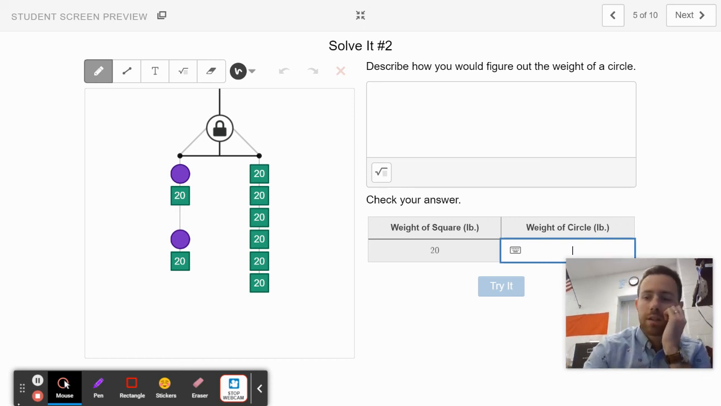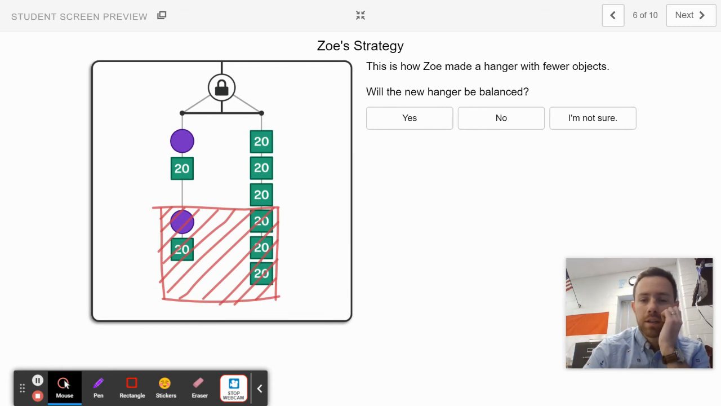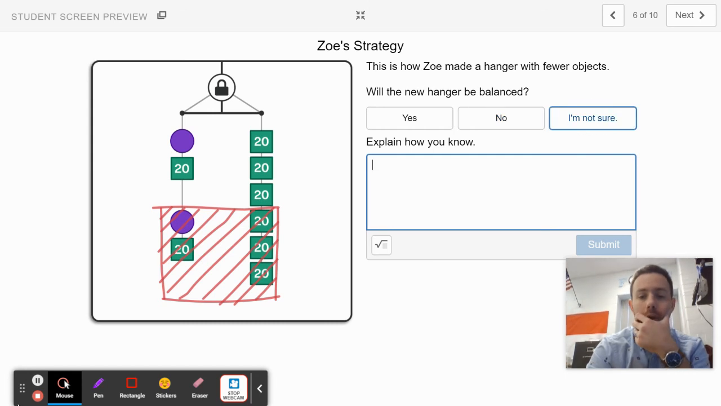Awesome job, guys. Here's the last slide we're going to review today. This is Zoe's strategy. It says this is how Zoe made a hanger with fewer objects. It says, will the new hanger be balanced? So your job is to tell me if her new hanger will be balanced, if she took away those things right there. Say yes, no, or I'm not sure, and then explain how you know. Go work on that, and then come back to Edpuzzle. I'll dismiss you from the video.